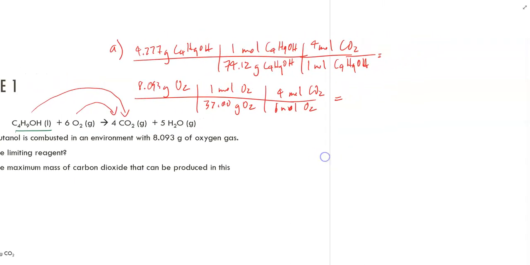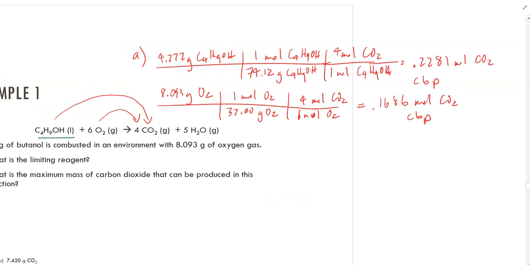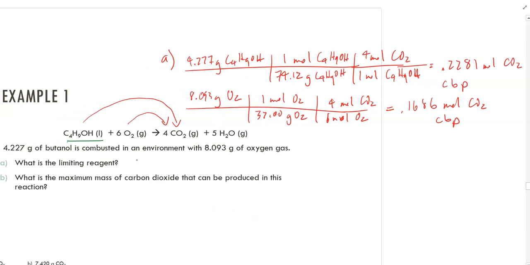Okay, so then I do a little bit of math and I get 0.2281 moles of CO2 that could be produced with the 4.227 grams of this butanol. Assuming all that butanol is reacted, I can make, again on paper, this many moles of CO2. Then for this other one, 0.1686 moles of CO2 could be produced if I reacted all of my O2, assuming that my other substance was in plenty of excess. So comparing these two, my oxygen ends up being my limiting reagent. So my limiting reagent is the 8.093 grams of O2.